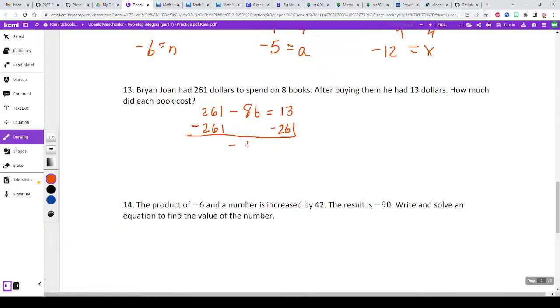That's a subtraction problem because these two signs are different, so I'm going to write over here 261 minus 13. I'm too lazy to go find the calculator. 11 minus 3 is 8. 5 minus 1 is 4, and that drops to a 2, so that equals 248. We then divide both sides by negative 8. That's a negative 248. Divide both sides by negative 8, and b equals $31.